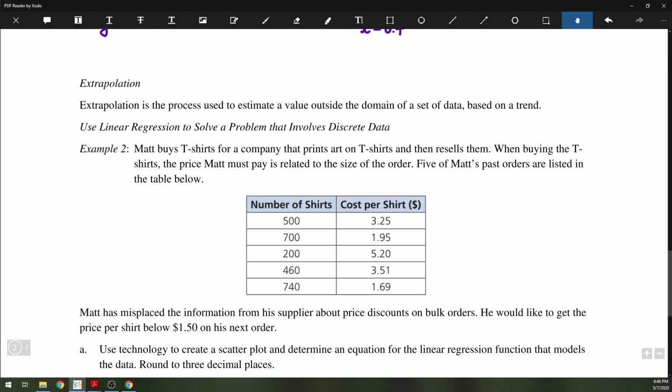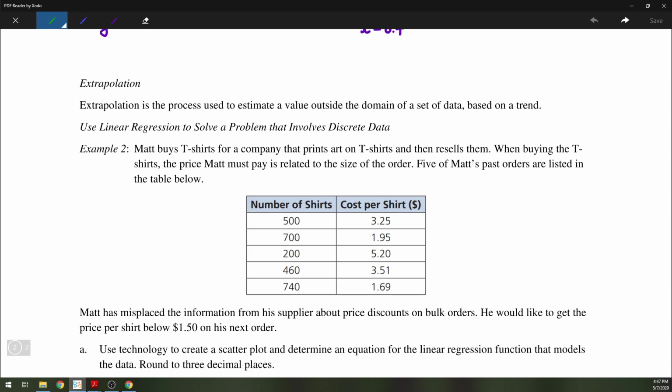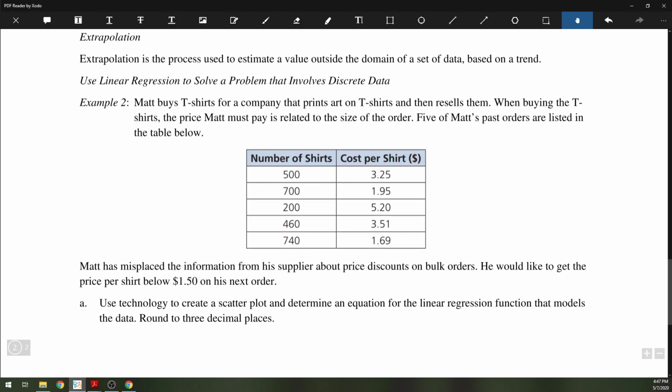So let's look at this example here. Matt buys T-shirts for a company that prints art on T-shirts and then resells them. So the T-shirts would be bought in bulk, right? Okay, looks like it. And the price per shirt, or the cost per shirt, is related to the size of the order. So here's some examples right here. In this case, Matt has misplaced the information from the supplier about the price discount, so he needs to find out what the price discount is. And he's trying to get the price per shirt to be below $1.50.